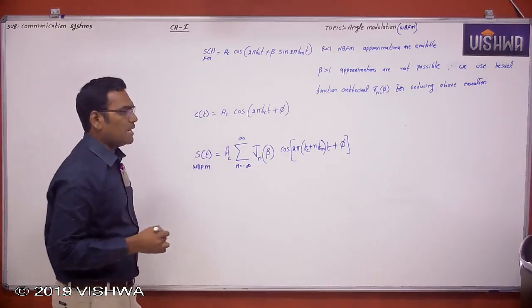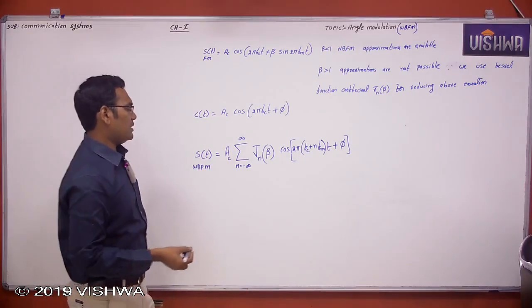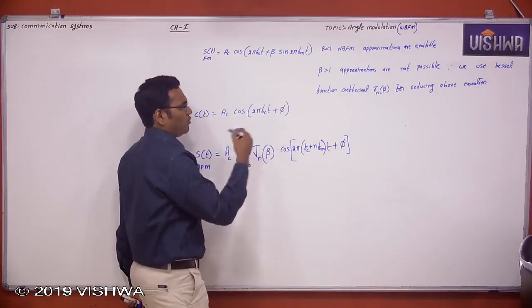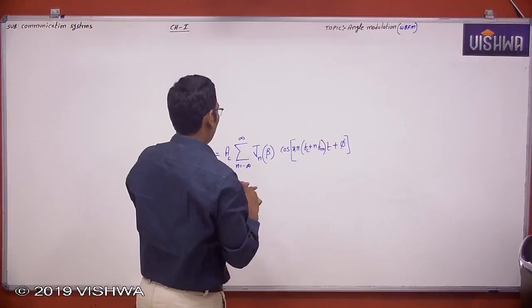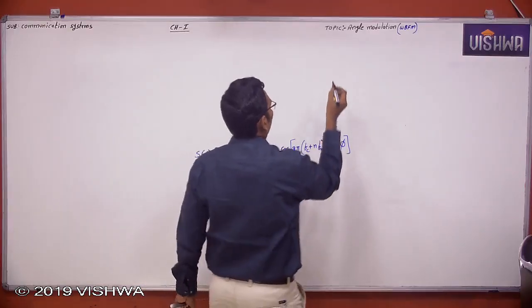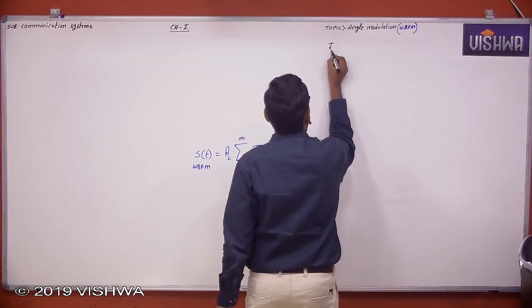Now before we start the analysis of wideband FM, let us see some properties of this Bessel function coefficient. Okay, note this down. The coefficient is Jn of x.